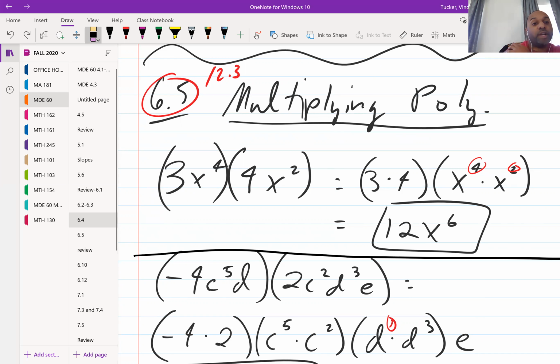So that's how you should, even if you don't write it out every single time, you don't necessarily have to, but that's how you should compartmentalize what you're doing. You're going to multiply the numbers that are in front of your variables, then you're going to add your exponents.